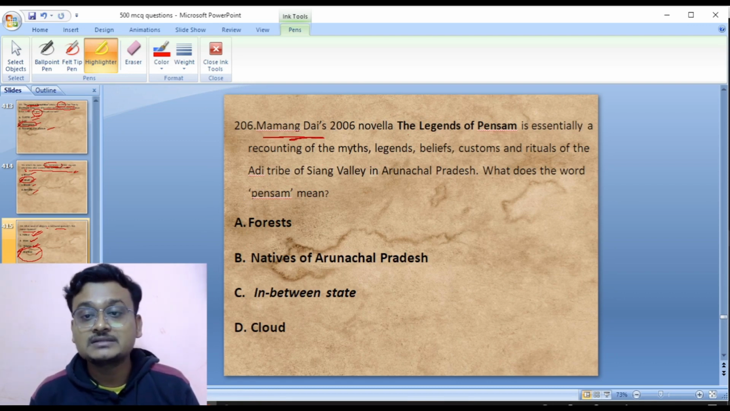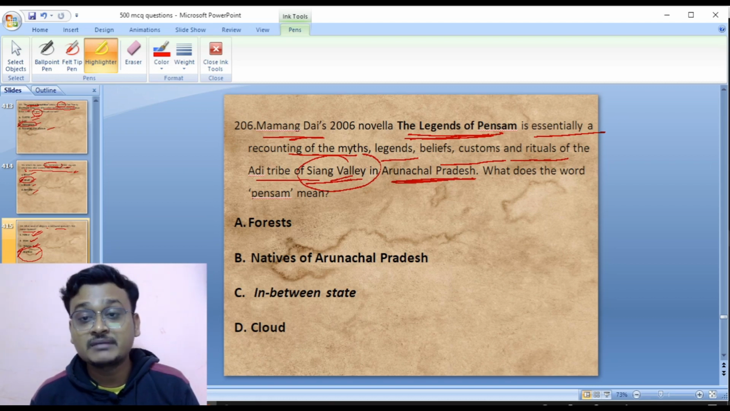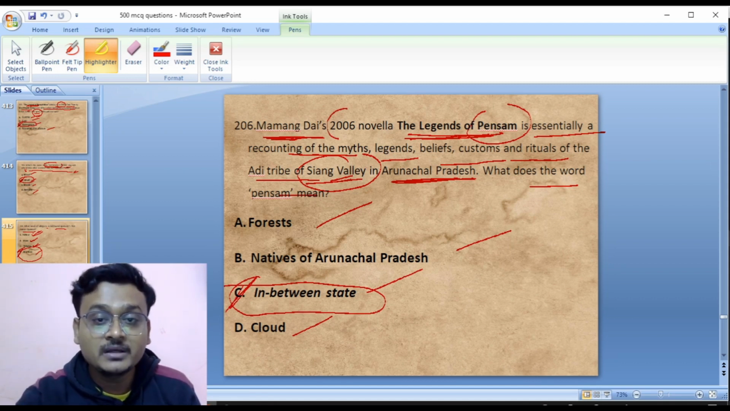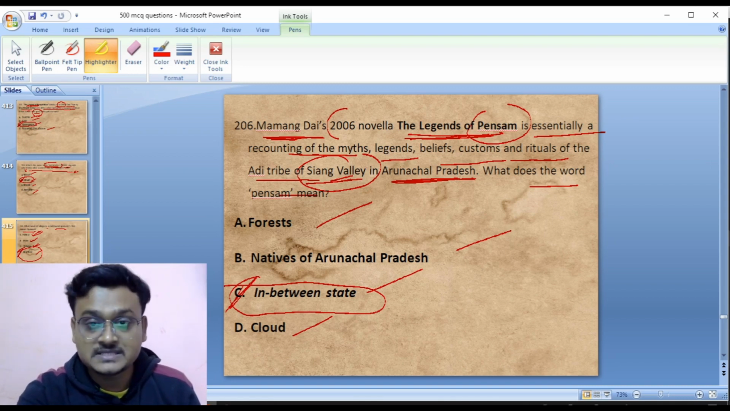Mamang Dai's novella, The Legends of Pensam, is essentially a recounting of the myths, legends, beliefs, customs, and rituals of the Adi tribe of Siang Valley, which is in Arunachal Pradesh. What does the word Pensam mean? Forests, natives of Arunachal Pradesh, in between state, cloud. So here Pensam means in between state. It was a 2006 novella by Mamang Dai about the Adi tribe of Siang Valley in the state of Arunachal Pradesh.